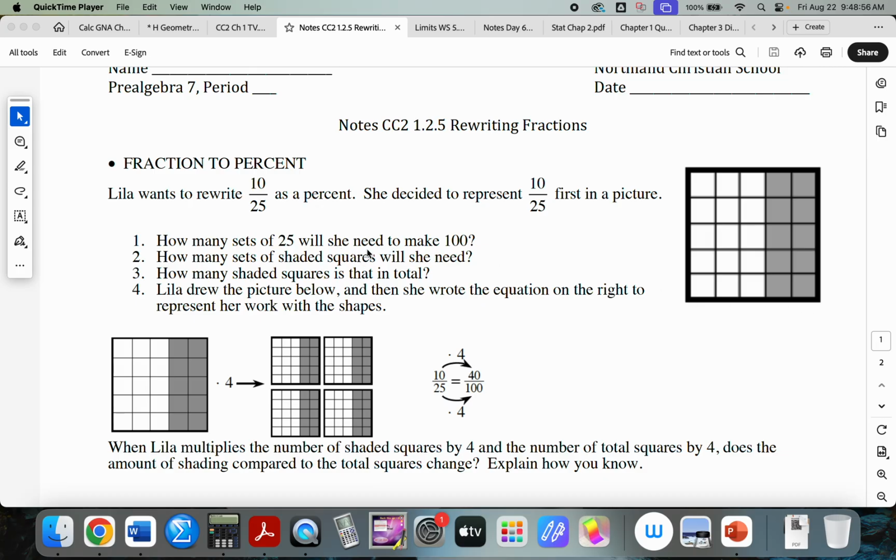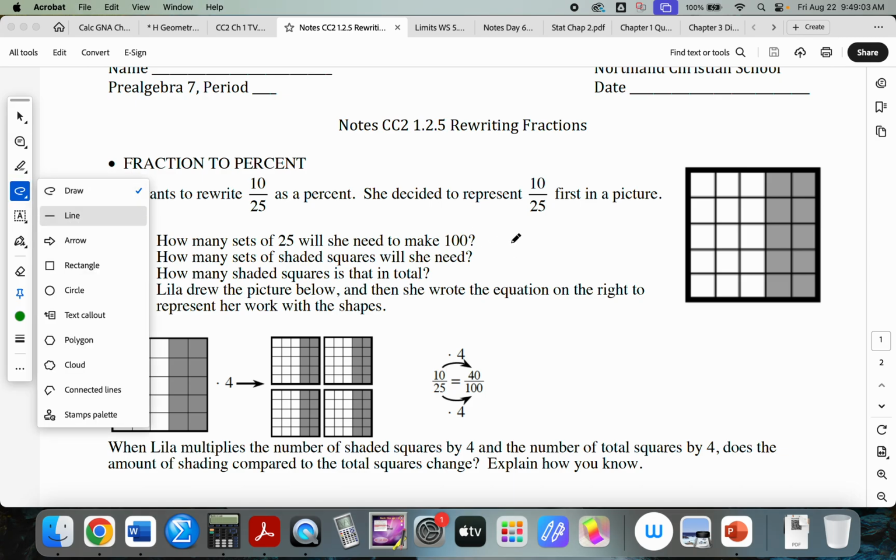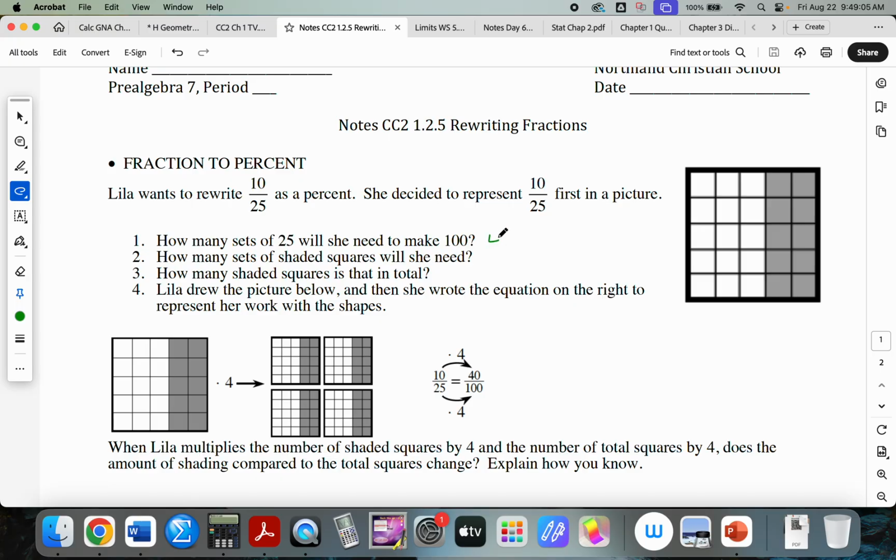How many sets of 25 will she need to make 100? Everybody, how many is she going to need? She's going to need 4. So how many sets of shaded squares will she need? You're going to need 4 of those, right? How many total shaded squares will she end up with? 40.